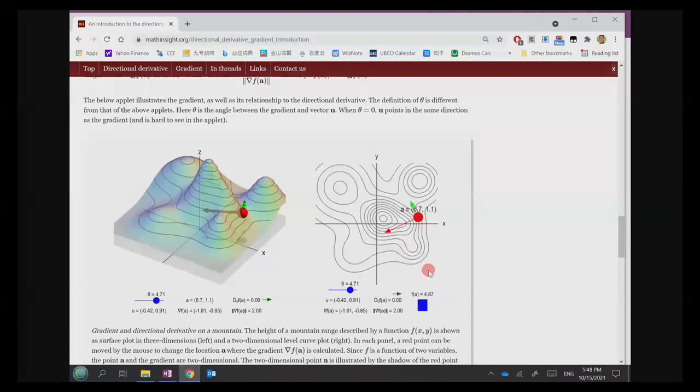So this is a really good tool. You can visualize the relationship between the gradient vector and the directional derivative. Take a look at it. That should help you with understanding the concept.